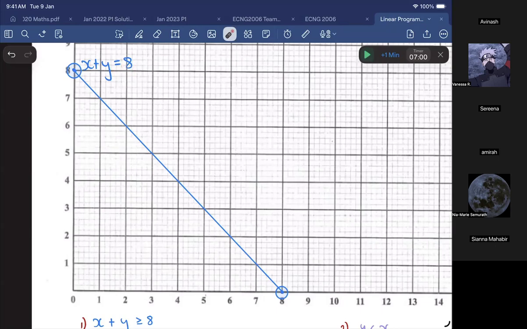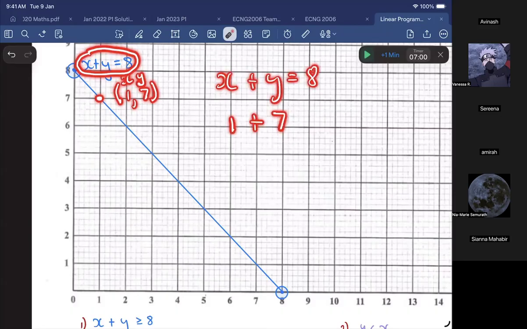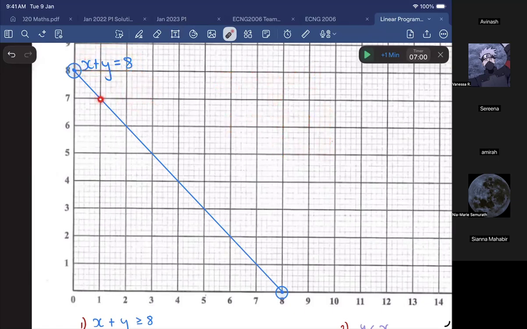And if you don't believe me, I could show you, right? This is just the concept, guys. What's that point over there? 1, 7. So x is 1 and y is 7, yeah? Okay. So if I plug it into this equation, let's see what's gonna happen. x is 1 and y is 7. What is 1 plus 7? 8. Is 8 equal to 8? Yes.